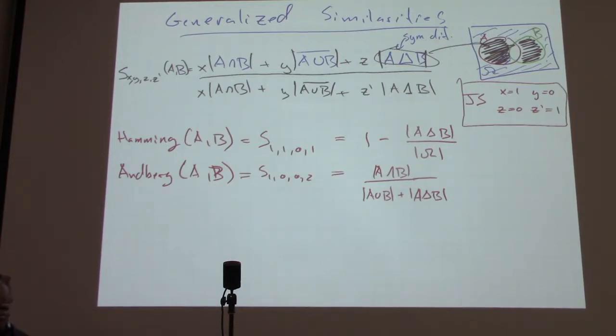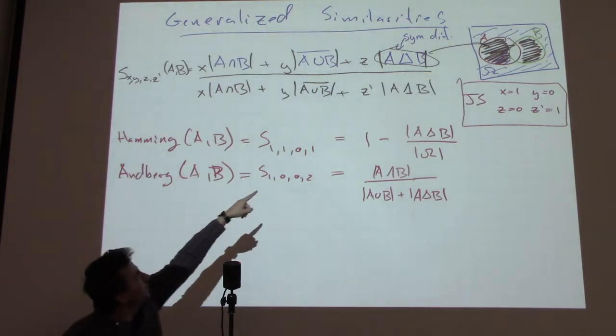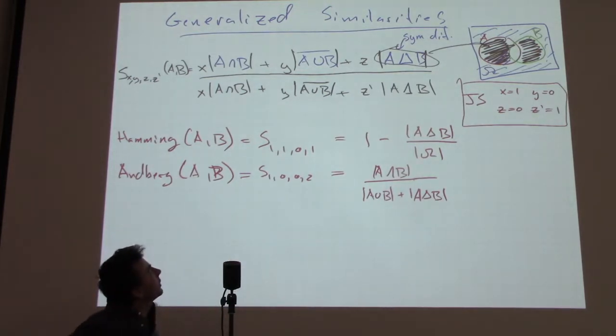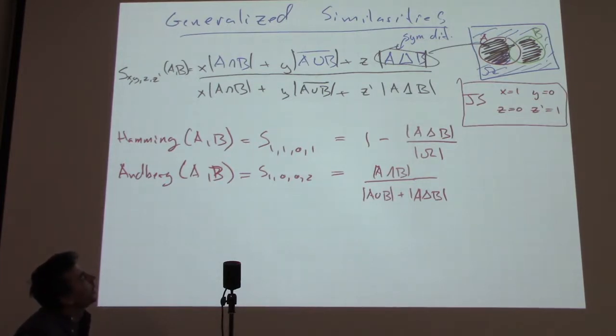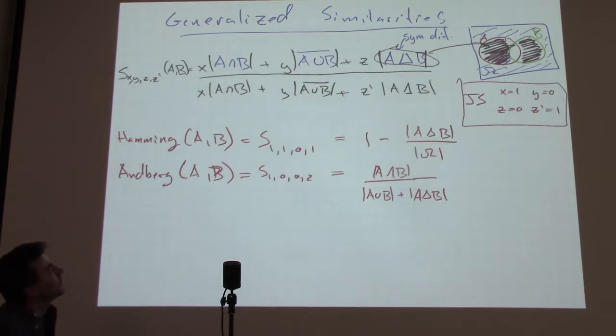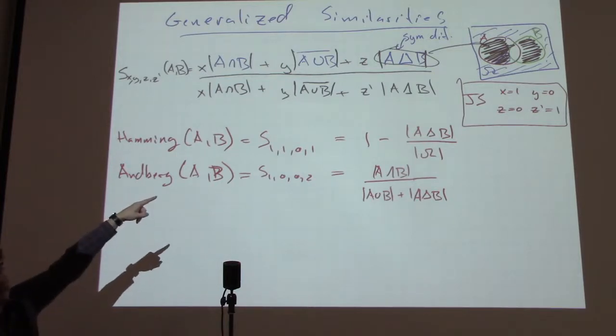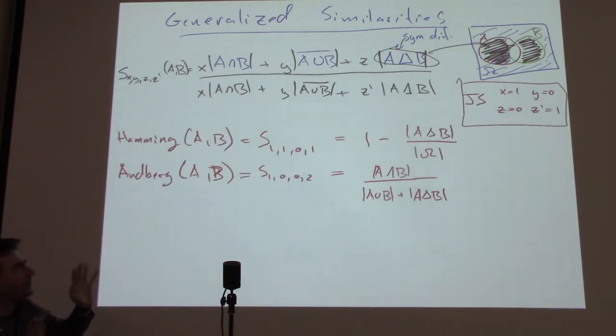Right. So the last one is z prime. So the denominator would include all of it, but the numerator, why is it the symmetric difference? So I'm not including the symmetric difference in the numerator. Oh, so z is on the numerator and z prime is in the denominator. Yeah, it's a little confusing.